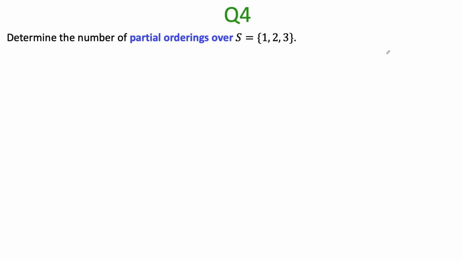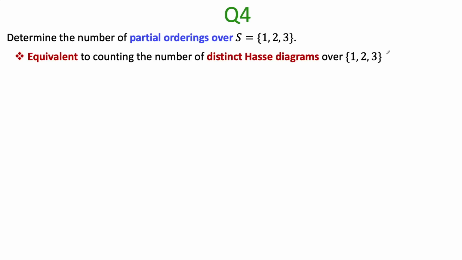Now in question number 4, we are supposed to find out the number of partial orderings over a set S consisting of 3 elements. So instead of enumerating all possible partial orderings over this set consisting of 3 elements, remember partial ordering means your relation is reflexive, antisymmetric and transitive.